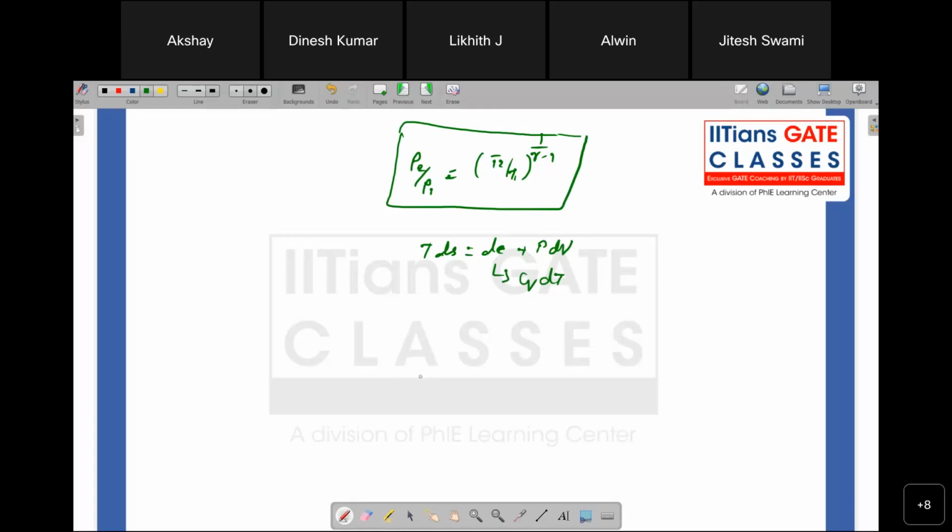I can have a single isentropic relation, that is nothing but T2 by T1 is equal to P2 by P1 to the power of gamma minus 1 by gamma, which is also equal to rho 2 by rho 1 to the power of gamma minus 1. So this is a very important relation for isentropic flows, because this helps you a lot in solving different numericals, right?